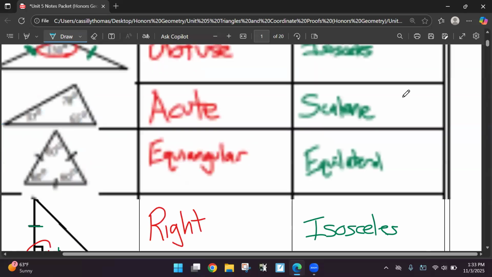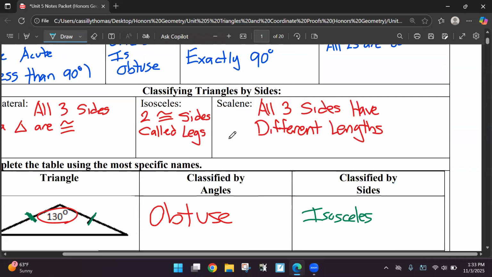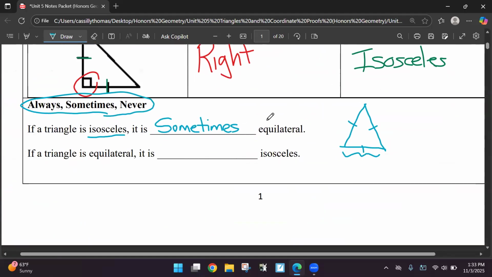All right, so as a matter of fact, I need to go back up here and change this definition. If I look at an isosceles triangle, I should have said at least two. So let me go ahead and fix that. You're going to be mad at me, but that's okay, you'll forgive me. At least two congruent sides. So it could be two sides, it could be all three sides. So sometimes isosceles triangles are equilateral.